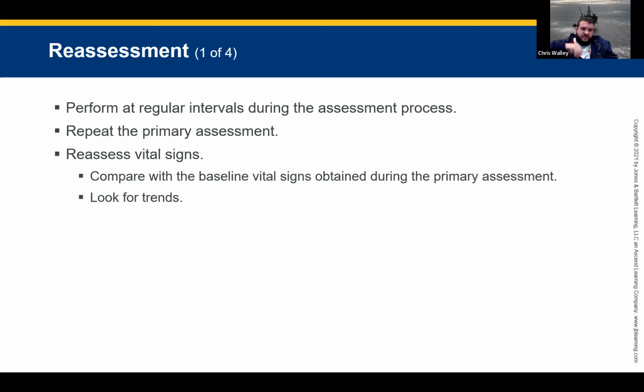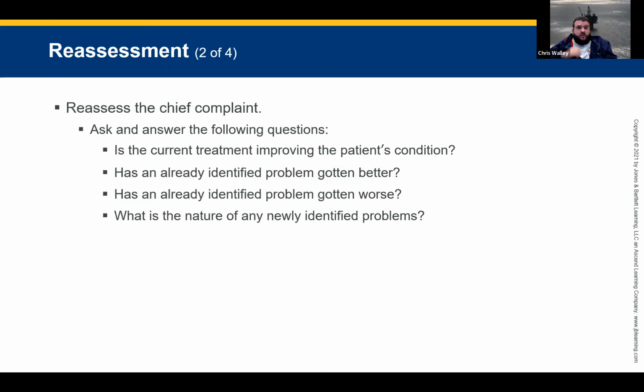If you treat a life-threatening injury, when you go back to it in your reassessment phase, make sure it's still doing what it was initially for and that the patient hasn't had any issues after it. You reassess their chief complaint. Mr. Johnson, are you still hurting in your right arm? No, it's gotten a little bit better. Okay. Note that at 2023, patient's chief complaint of right arm pain is no longer present. Has the problem already identified gotten any better? Has it gotten any worse? And what is the nature of the newly identified problem?